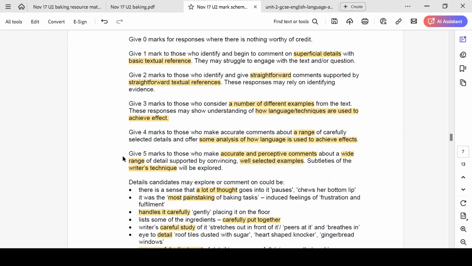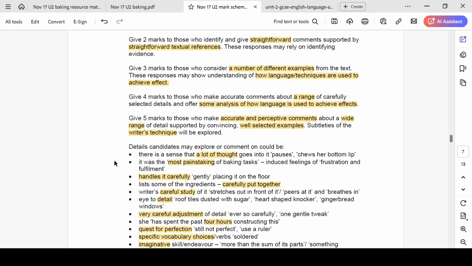So you want to do the opposite of this, and for 5 out of 5 they're looking for accurate and perceptive comments, so something where you're digging deeper. That phrase again, a wide range of details, so certainly more than just 1 or 2 points, and well selected examples, so you are using quotes and evidence to back up your point. But they also talk about, for 4 marks and 5 marks, analysis of how language is used, or subtleties of the writer's technique, which is what I was saying a couple of minutes ago about how the writer does it, not just what they do, but the different techniques and methods and ways that they use.